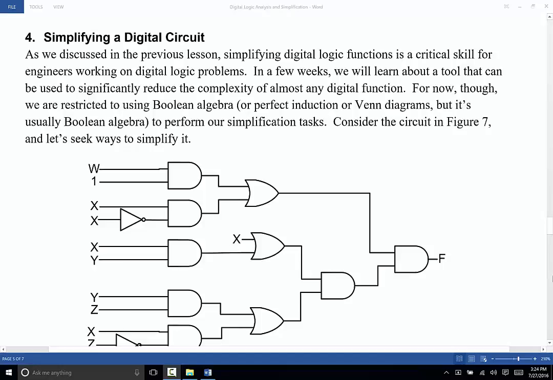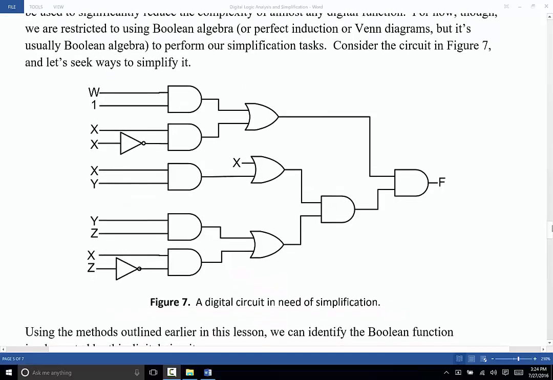So as we briefly talked about last time, simplifying digital logic circuits is one of the most important skills that an electrical or computer engineer can have if he or she is working in the digital industry. Now, we can look at a number of ways to do this simplification, and I promise that in just a couple of weeks, I'm going to give you a new tool that's going to be really powerful for simplifying these circuits. But for now, the tools that we have are Boolean algebra, perfect induction, and Venn diagrams. And if I'm being honest with you, it's really Boolean algebra. That's really the tool that's going to be the most useful for us and the most powerful.